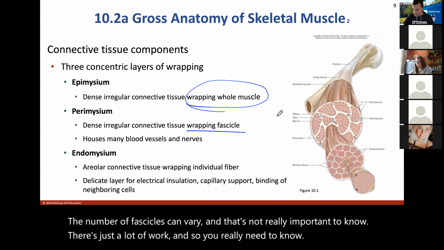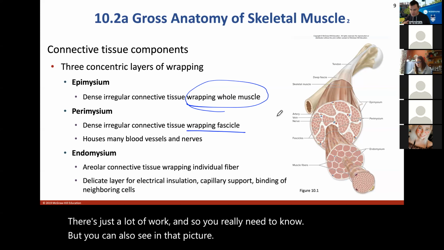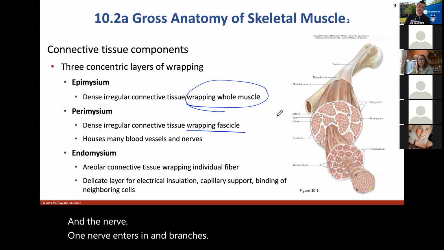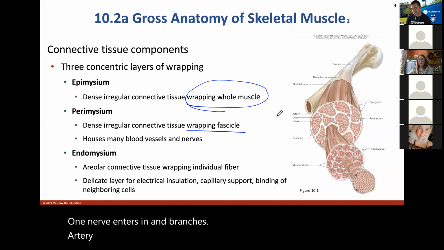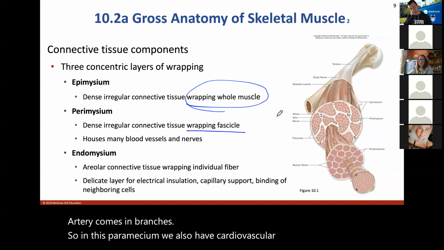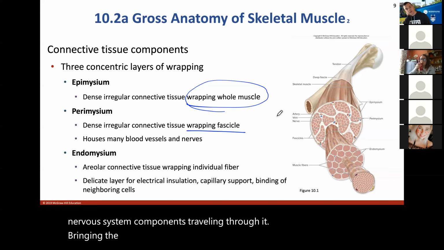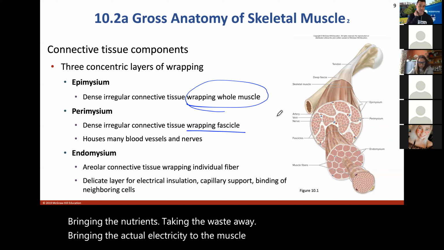But you can also see in that picture, traveling within that perimysium is also an artery, vein, and nerve. One nerve enters in and branches. Okay? An artery comes in, branches. So in this perimysium, we also have cardiovascular components and nervous system components traveling through it, bringing the nutrients, taking the waste away, bringing the actual electricity to the muscle fibers so the muscle can contract.